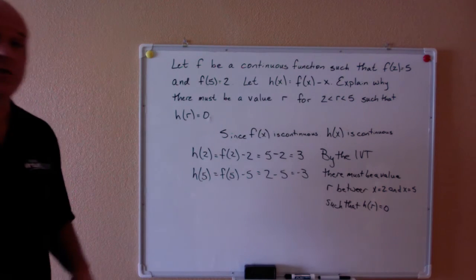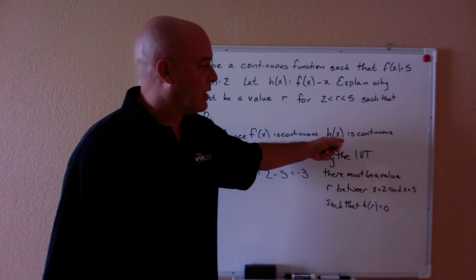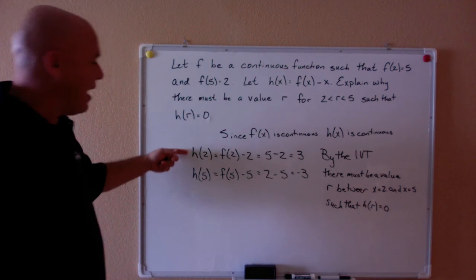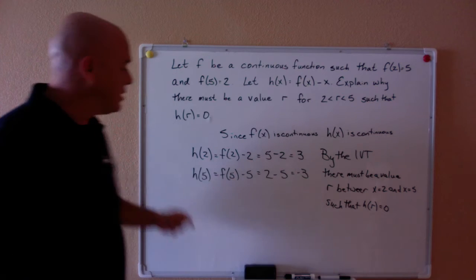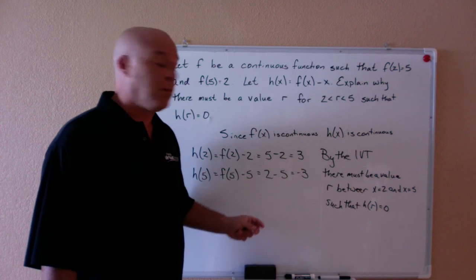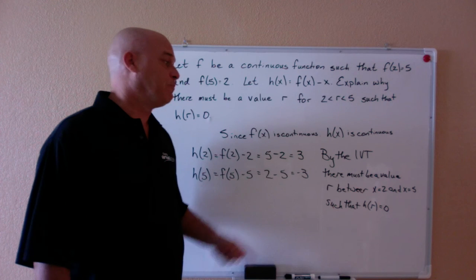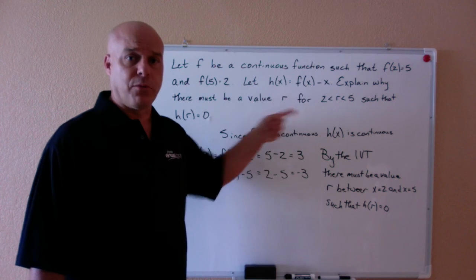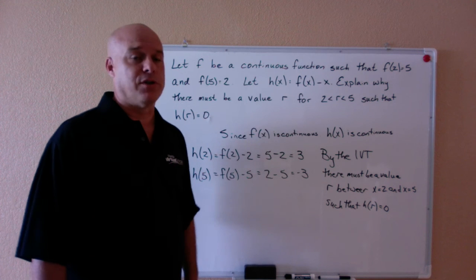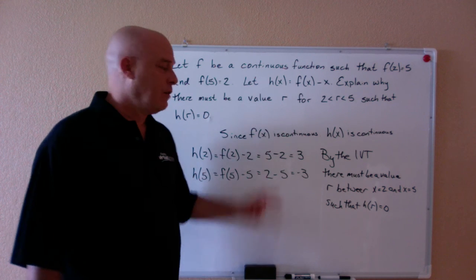That really is all I have to show. I have the meat of the problem here. I've said that I have a continuous function for h. I've evaluated h of 2 and found that it was positive. I've evaluated h of 5 and found that it was negative. The intermediate value theorem applies, so I can just make that statement that since I'm going from 3 to negative 3, I have to have crossed 0 at some point. This would get you full marks on the AP exam for this part of the problem.